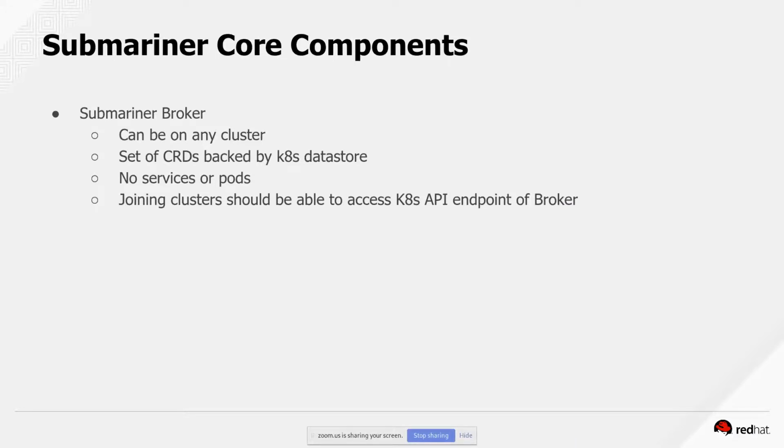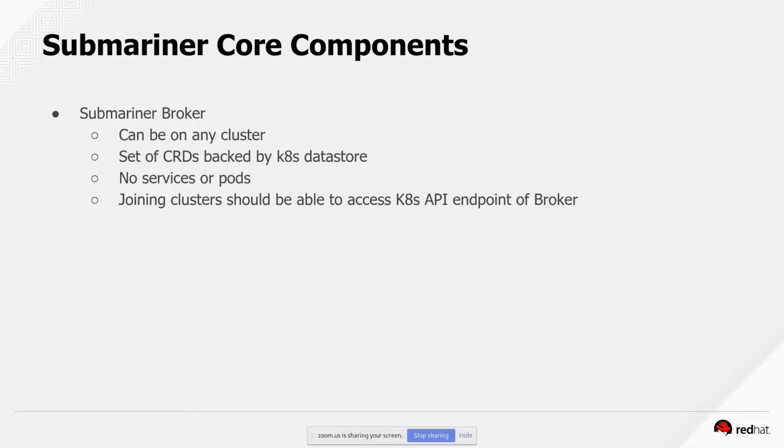So the core components: one is the Submariner broker. Like I said, it's the core central component. It can be run on any cluster. It's basically a set of CRDs backed by Kubernetes data. So there are no services, pods, daemon sets, anything running. It's totally a serviceless kind of architecture.